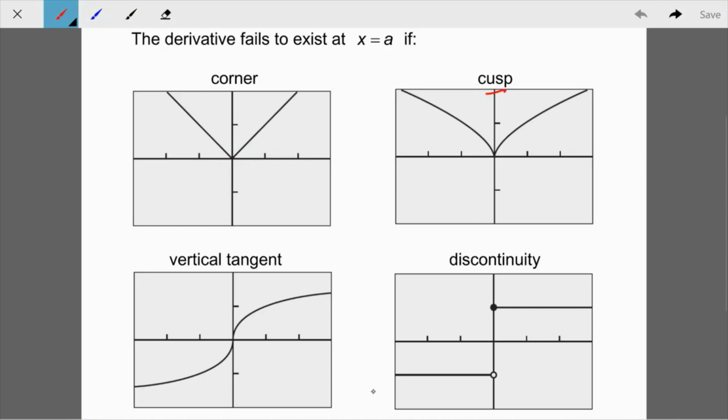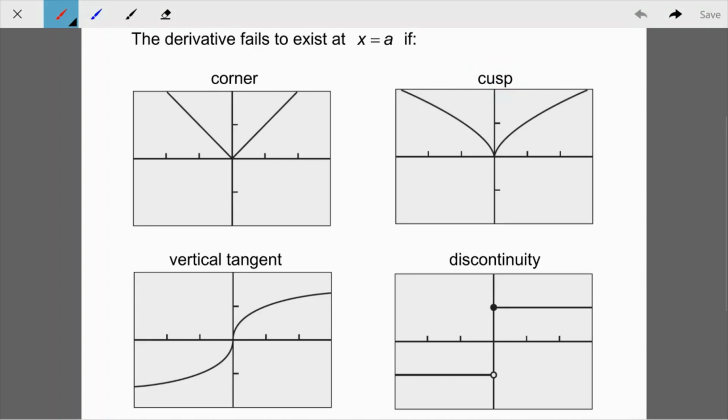Same idea over here when we're looking at a cusp. So as we approach x equals 0 from the right, you can see that our slope is getting steeper and steeper. And what's happening there is if we approach from the right, we actually have an infinite slope. And then as we approach from the left, as we come from this side, we have a slope that is approaching negative infinity. So we have that instantaneous switch from a very, very steep negative slope to a very, very steep positive slope. And again, the left and right-hand derivatives aren't matching up, so the function's not differentiable.